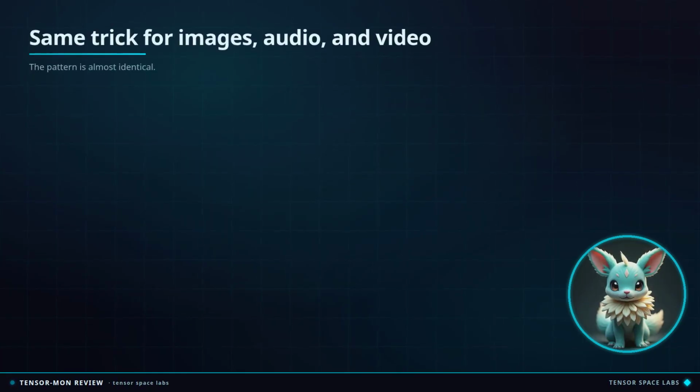Image models do the same thing with pixels instead of tokens. Audio models do it with sound frames. Video models do it with video frames. Different data, same core idea. Predict the next piece given what came before.